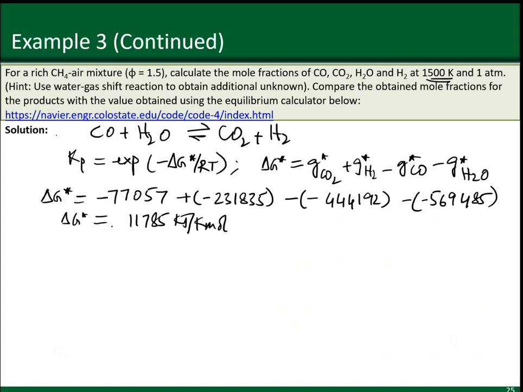Now that, of course, is part of the solution. What we need is Kp. So Kp is exponential of minus 11,785 divided by R, where R is the universal gas constant, times the temperature, so 1500. And this comes out to be, in this particular case, 0.38868.